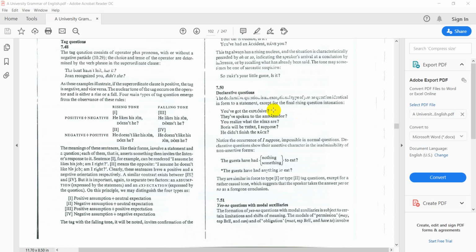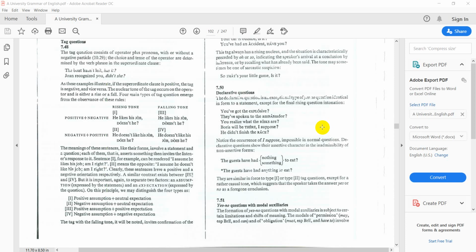Okay, so except for the final rising question intonation, as I told you, and the usage of the question mark, let's have a look at the sentences here. We have 5 examples. You've got the explosive? As you see, in explosive, the O takes the nucleus, and the nuclei are going up, a rising tone, with the question mark. You've spoken to the ambassador?